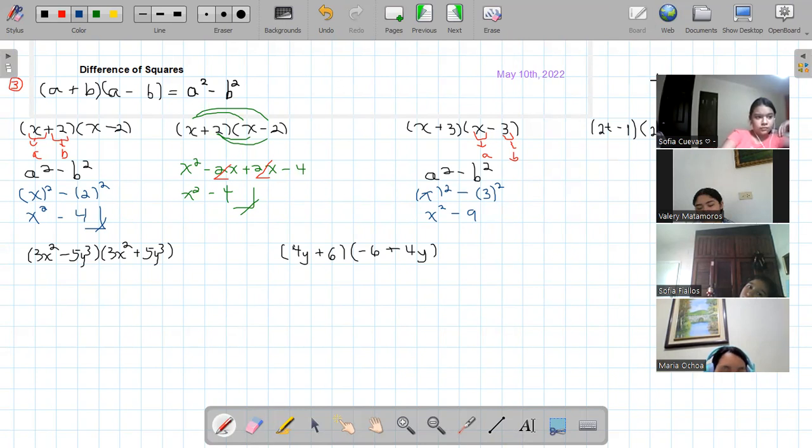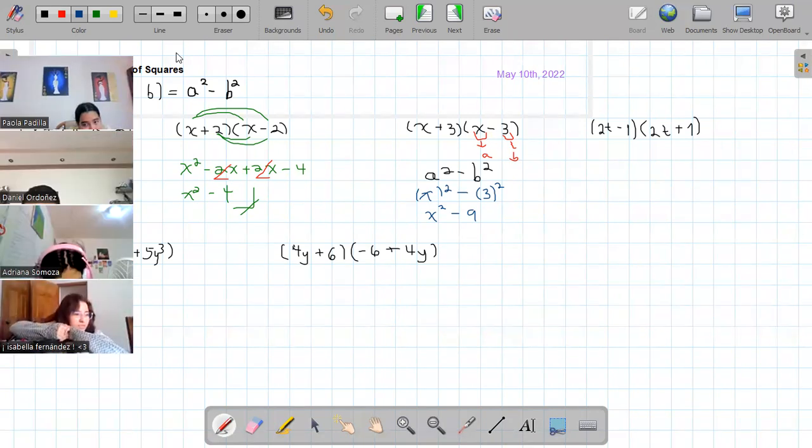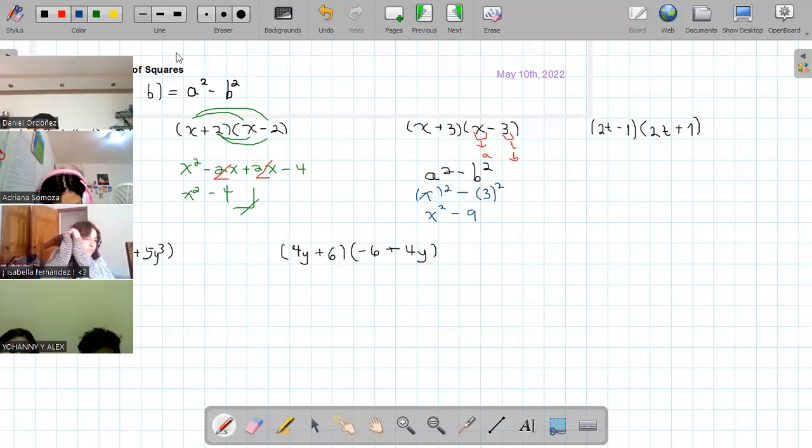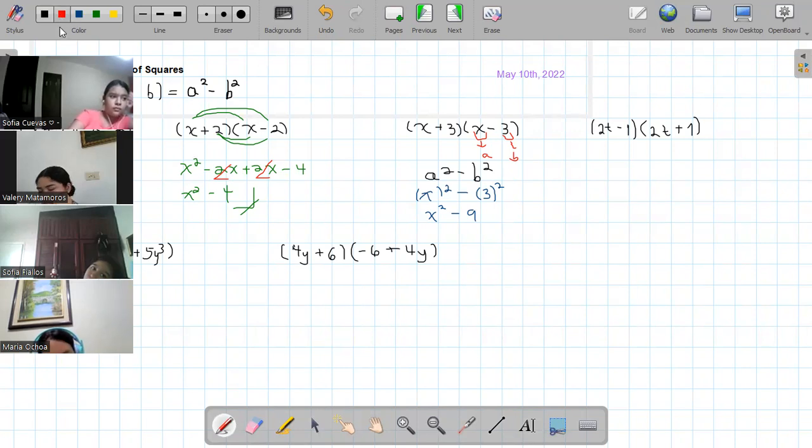Now, let's go with the third exercise, which, as you can see, we are increasing a little bit the complexity because now our variable has a coefficient. Okay, now it is 2t minus 1 times 2t plus 1. And you see, I told you, it doesn't matter if the addition is in the first parenthesis or it is on the second one because it is a multiplication. So at the end, it doesn't matter, okay? So same thing, we're going to identify A and we're going to identify B.